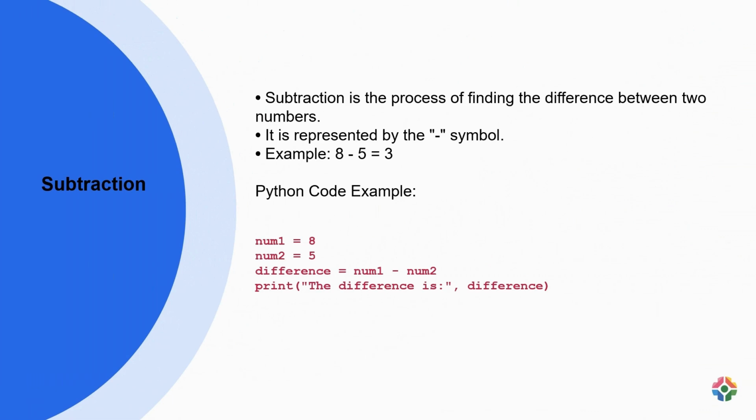Subtraction is a mathematical operation that involves finding the difference between two numbers. In subtraction, the minus symbol denotes the operation. For example, when subtracting 5 from 8, the result is 3. 8 minus 5 equals 3.